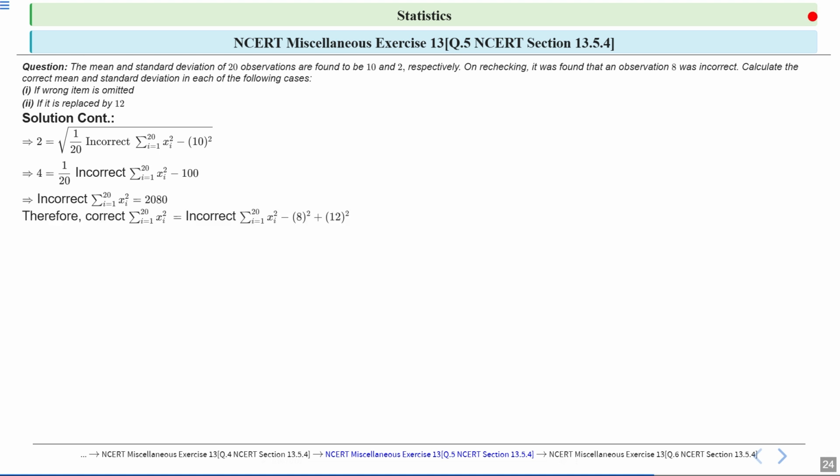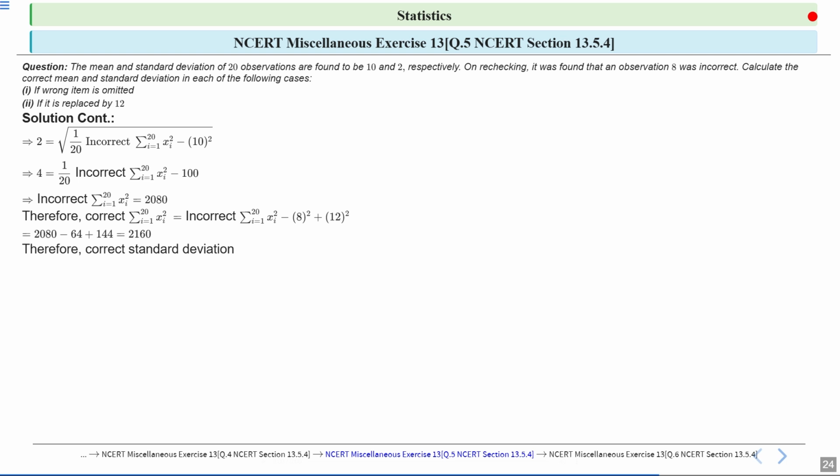Therefore, the correct sum from i equals 1 to 20 of xi squared equals the incorrect sum from i equals 1 to 20 of xi squared minus 8 whole squared plus 12 squared. It is equal to 2080 minus 64 plus 144. This is equal to 2160.